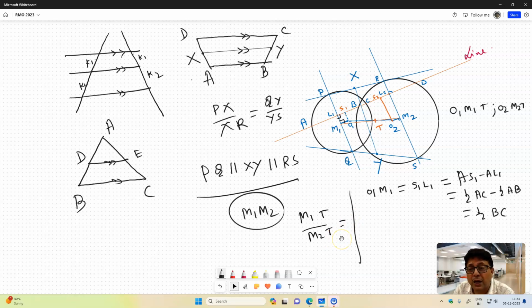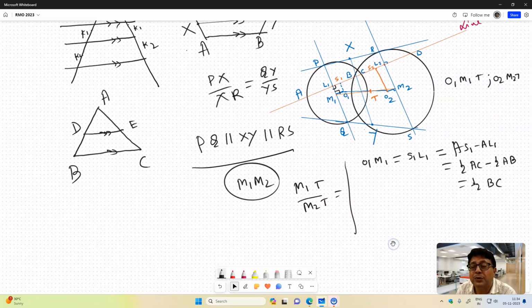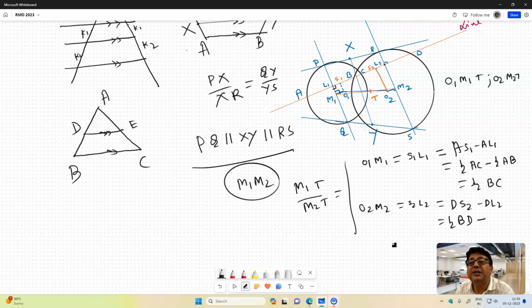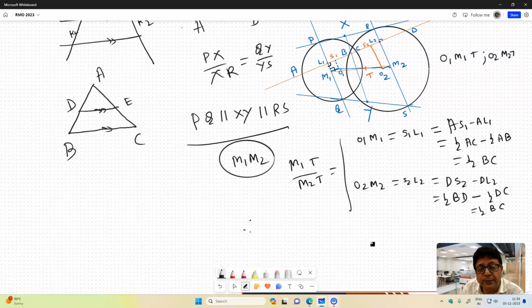O1M1 we got is half BC. What about O2M2? Let us see that. O2M2 is S2L2, where L2 is this point. Again, for the same reason, this is nothing but DS2 minus DL2. DS2 is half BD, and DL2 is half of DC. So again, this one is going to be half of BC. So it is obvious that O1M1 equals O2M2.